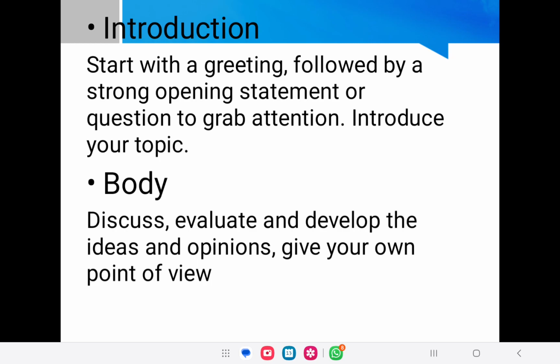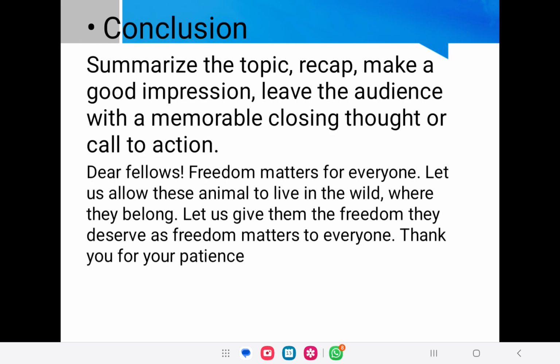Introduction is start with a greeting followed by a strong opening statement or question to grab attention. Introduce your topic. Body is discuss, evaluate, and develop the ideas and opinions. Give your own point of view. Basically, you are going to get marks for this body. You are going to get marks for the format. Definitely for introduction also, they'll see whether what you have written is a speech or an article, so the difference must be there. But evaluation and giving your own opinion will get you marks.